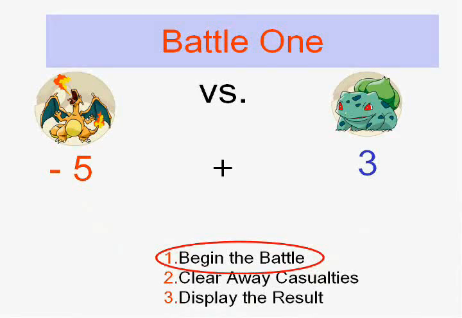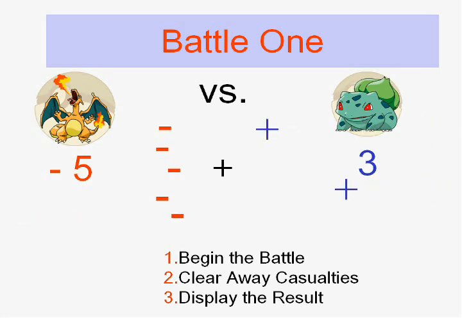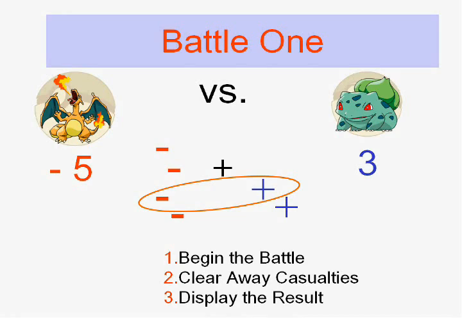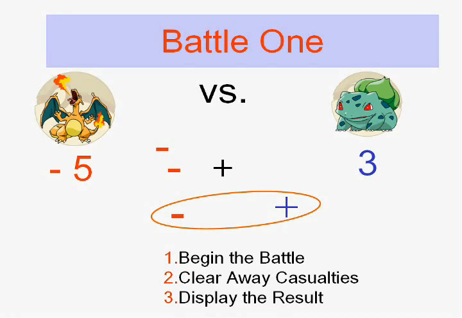Now, we'll begin the battle by bringing them out. 5 negatives and 3 positives. Now, anytime a negative meets a positive, a death is going to occur. They're going to undo each other. So let's have the battle. There's a negative meets a positive. They killed each other. There's another negative met a positive. Death. Another negative met a positive. Casualty. Oh, no more positives, 3. He's out.